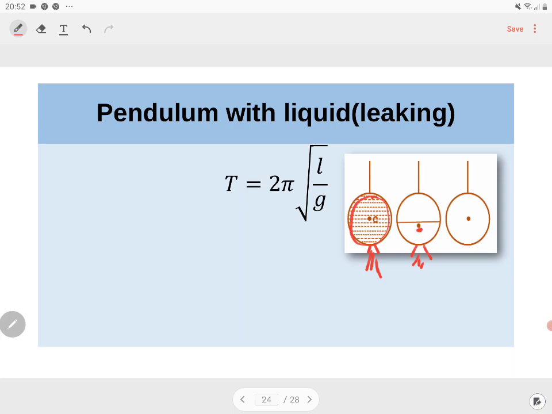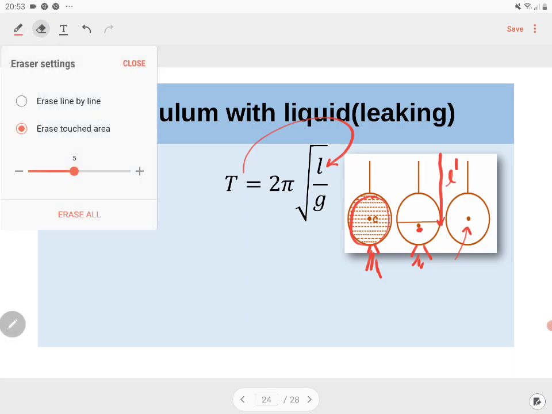When the center of gravity of the bob comes down, the length of the pendulum increases. When the length of the pendulum increases, the time period increases. Once all the liquid has leaked out, the center of gravity comes back to the initial value, and the time period comes back to the initial value. So remember, initially the center of gravity comes down, the length increases, so the time period increases, and once all the liquid has leaked out, the center of gravity comes to the initial position and the time period becomes the original value.